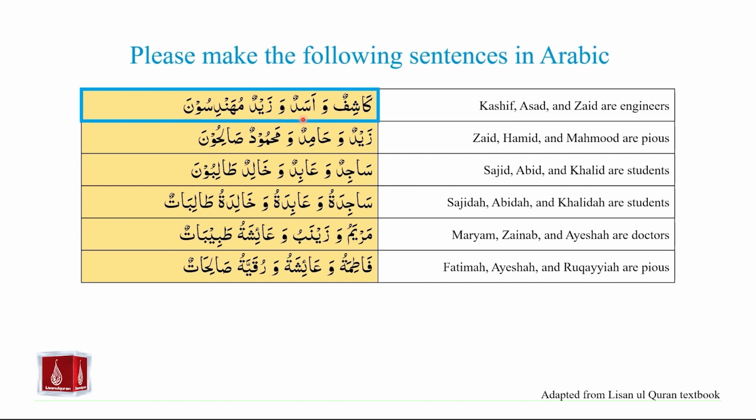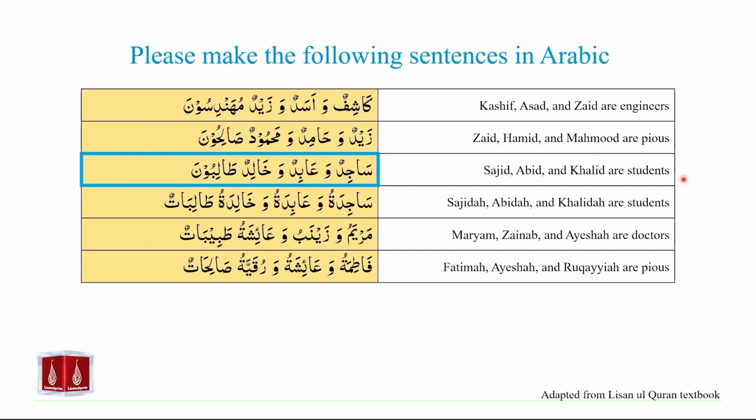Kashifun wa Asadun wa Zaidun is mubtada. Muhandisuna is khabar. Kashifun is in rafa status. Asadun is in rafa status. Zaidun is in rafa status. Muhandisuna is in rafa status because of the una ending sound. Zaid, Hamid and Mahmud are pious. Zaidun wa Hamidun wa Mahmudun salihuna.